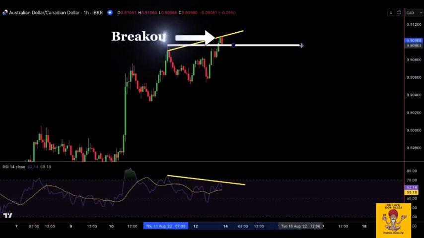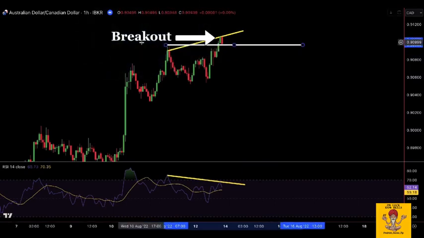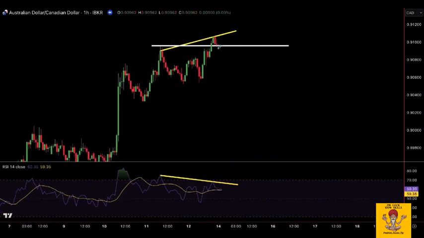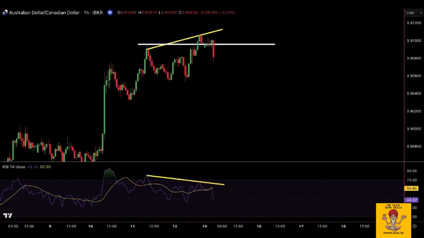As you can see, the market broke above this resistance level, yet we still have divergence, which signals a potential reversal. This means we need further confirmation before taking a trade. Now, look at what happened next. The market initially broke above the resistance, but then closed back below it, creating a clear liquidity sweep. This liquidity grab validates the divergence, providing an additional confluence factor to confirm the reversal.